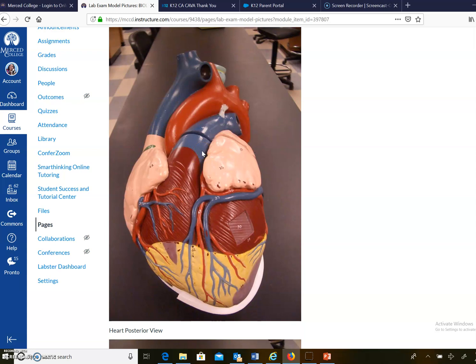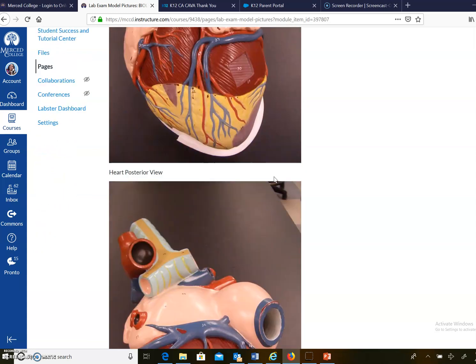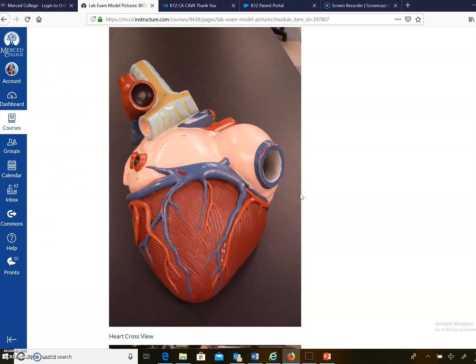Let's see, what else have we got here? On the left, here's our left atrium. We have left and right pulmonary veins, which you can't really see very well here. And then the intraatrial septum, which we'll look at in a minute. So here's the posterior view of the heart.